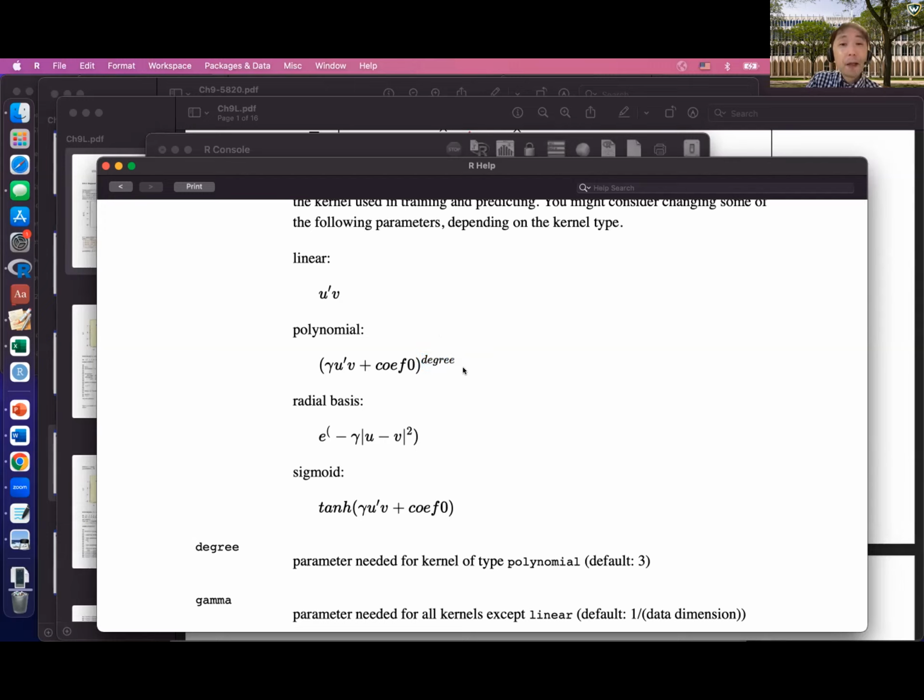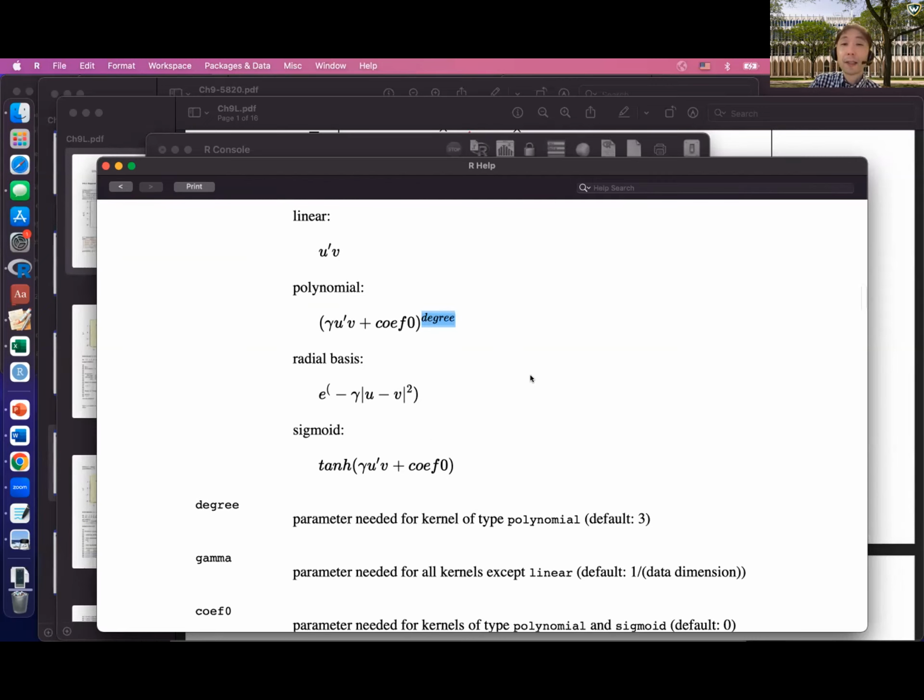Similar, I mean. And the degree is usually 2 or 3. Maybe we can have a higher degree. The higher the degree, the more complicated the inner product and the more complicated the feature space.